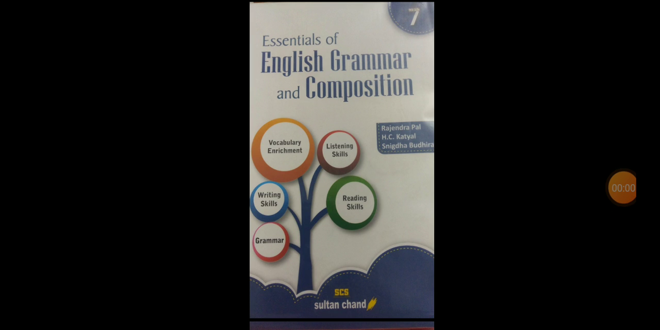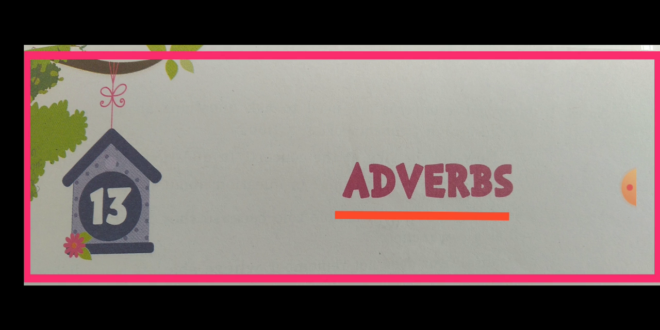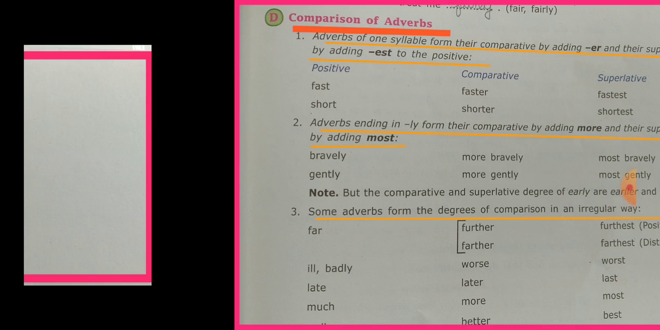Hello dear students. Today we will continue chapter number 13 of our English grammar book Essentials of English Grammar and Composition. The name of the chapter is Adverbs. In the first part of this chapter we learnt about kinds of adverbs and formation of adverbs. Today we learn about comparison of adverbs, position of adverbs and correct use of some adverbs. So let us start it.